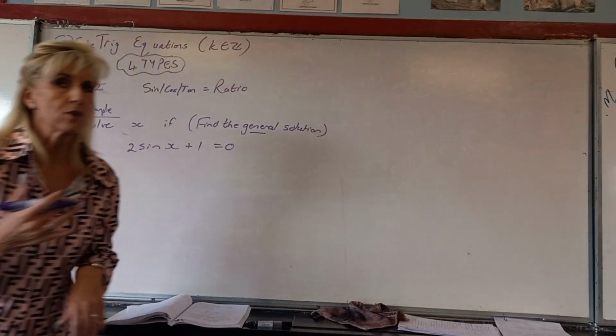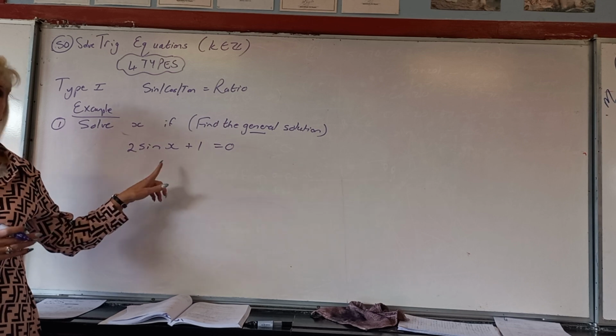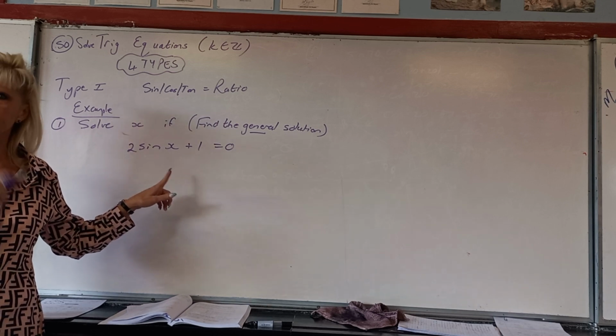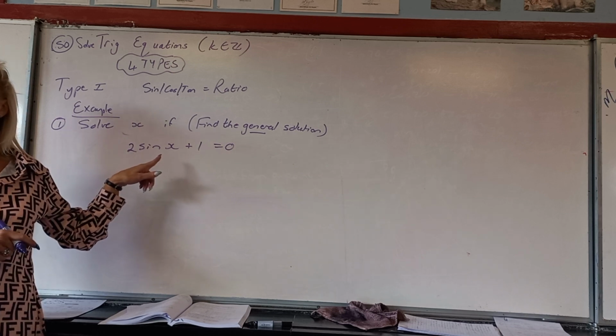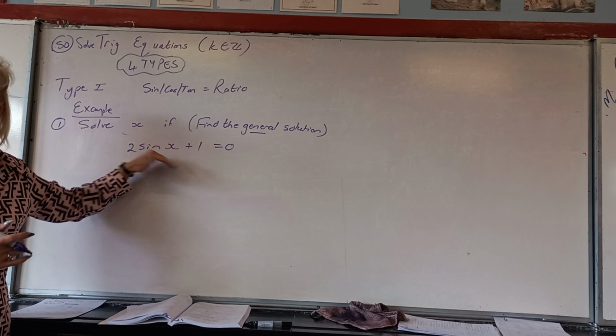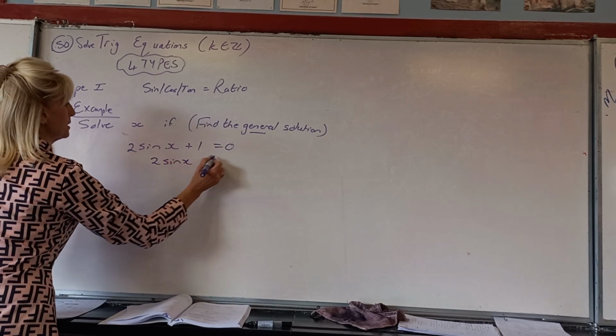Okay, now you have solved angles before in your life. With your calculator, how do you solve an angle with your calculator? What do you press? Shift sin. But first of all, this is not so new for you. First of all, you've got to get that sin alone, right? Yes. So it's going to become 2 sin x equal to negative 1.